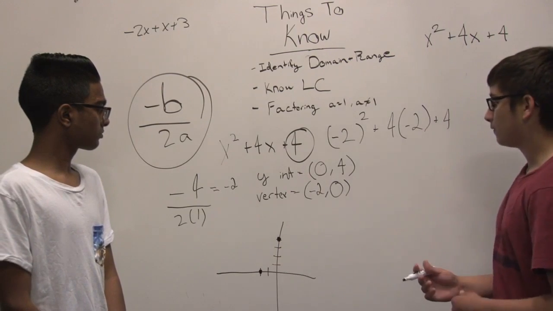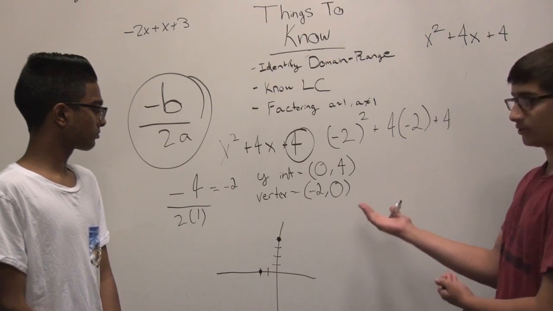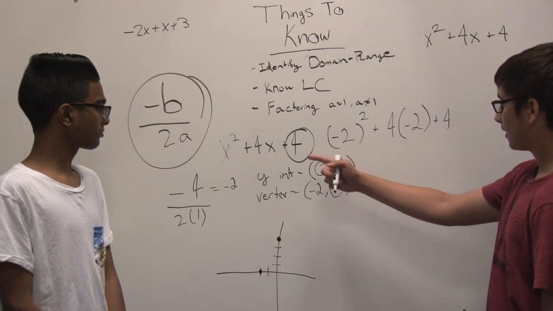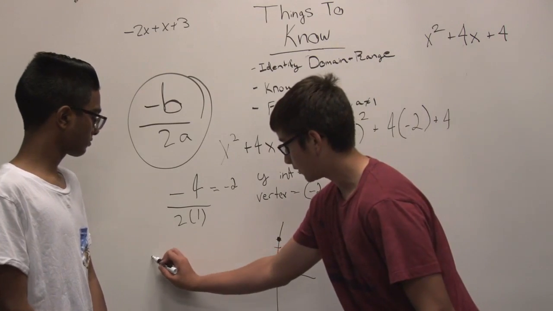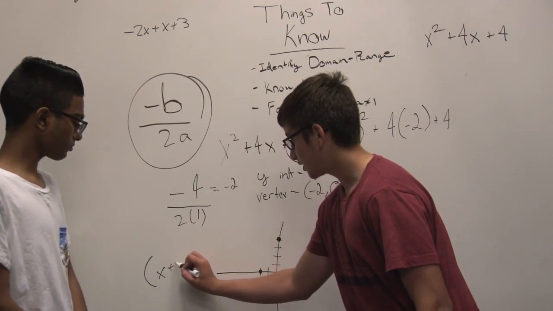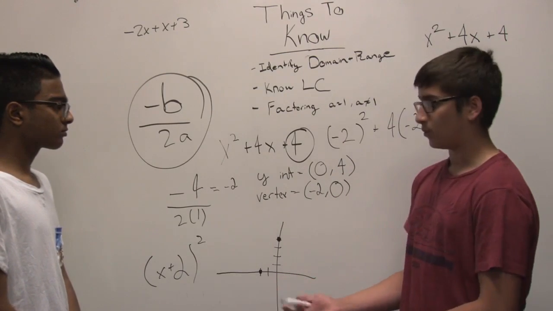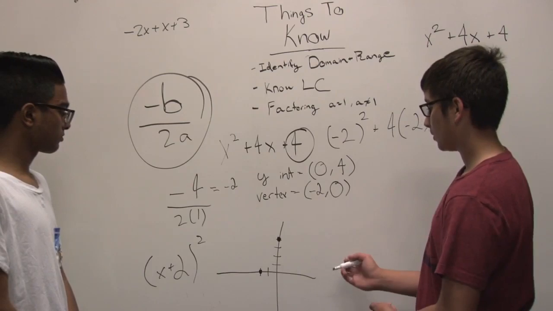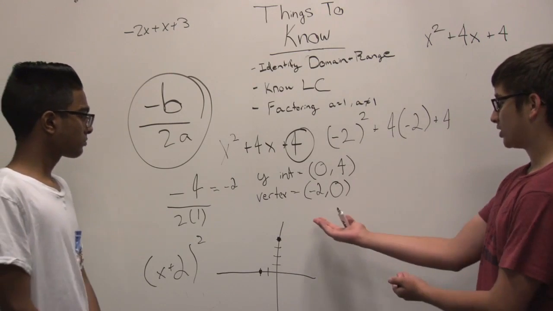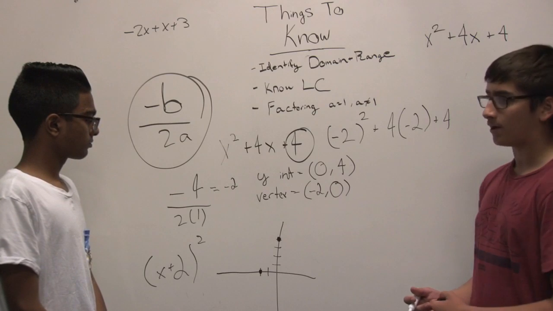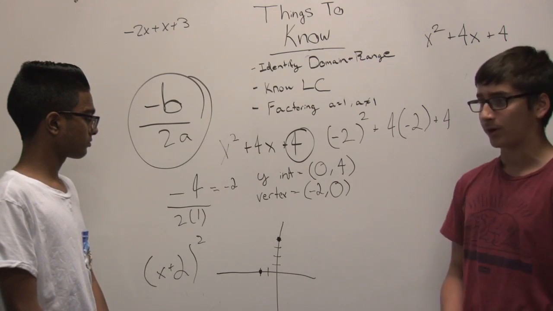Now we need to see if there are any other x-intercepts. We can do this by factoring x squared plus 4x plus 4. Well, I can see that it is a perfect square, and it goes into x plus 2 squared. By setting this equal to 0, we can tell that x equals negative 2. And since we already know that is our vertex, we know that we only have one x-intercept, which is located at our vertex.